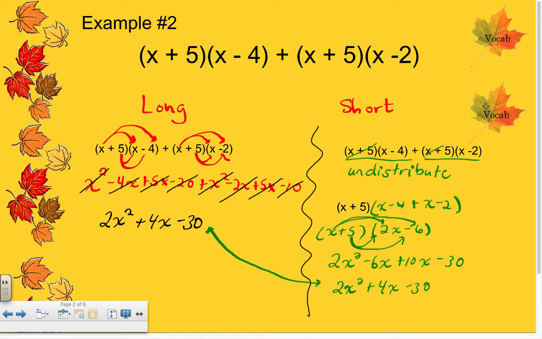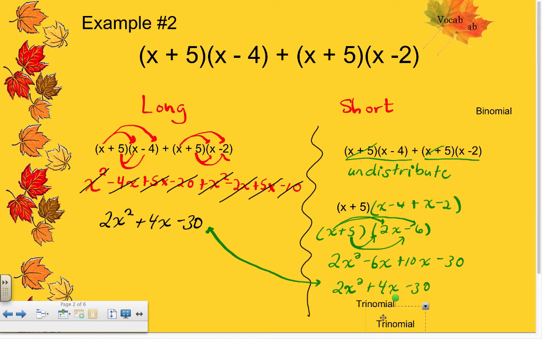And our vocabulary leaves are back. Same words are under them. Trinomial and binomial. Well, trinomial represents our answers. Our answers are 3 terms. Binomial represents what we started with. Remember, binomials are 2. So here is one term, and here is the other term.